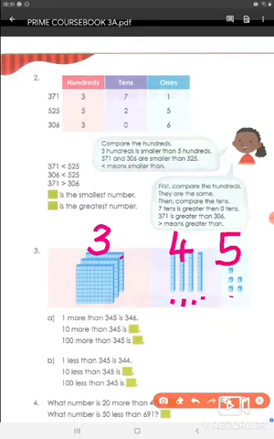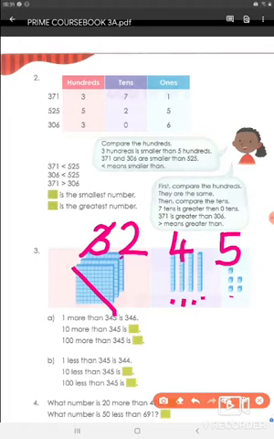And then 10 less, take away 1, then we have 3. 335. And then here they ask for 100 less. So take away 1 block, so we're left with 2. 245.